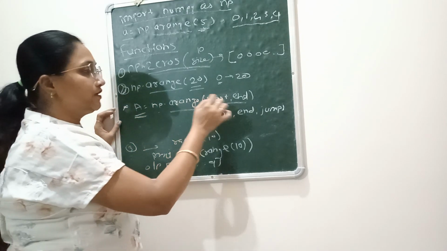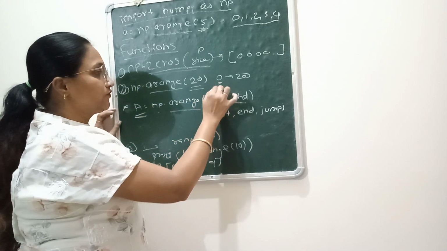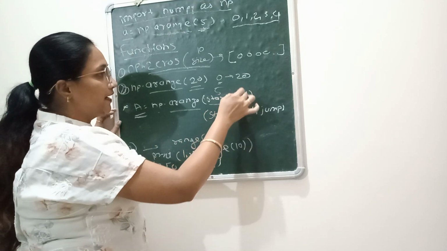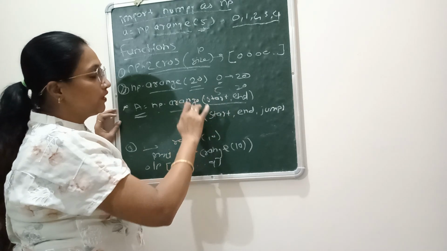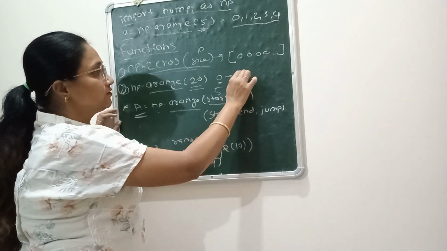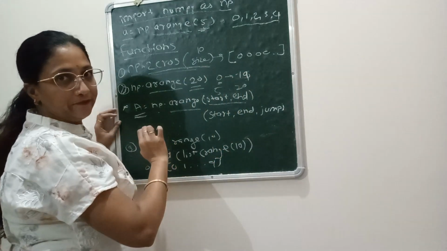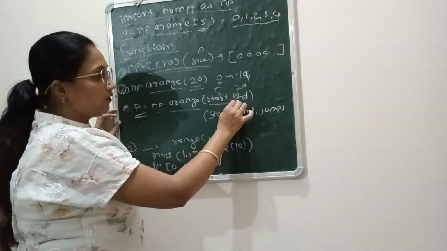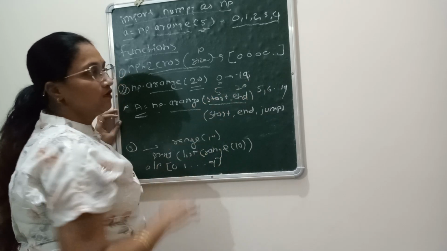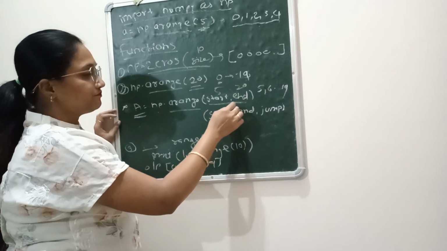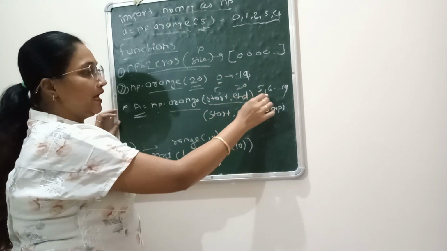A equals np.arange, start. Suppose I want to start with 5 and end with 20, so what will be here, 0 to 19. What will be the array output for this one? 5 6 up to 19. So this will be the array.